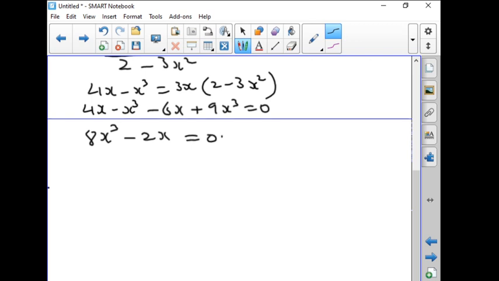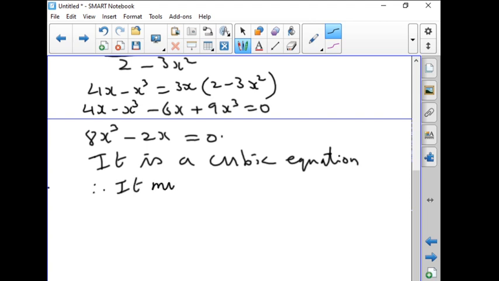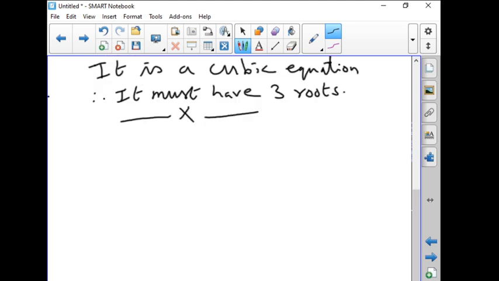So what is this? It is a cubic equation. The question is to find the number of solutions. Because this is a cubic equation, it must have 3 roots. So exercise 4.5 is over.